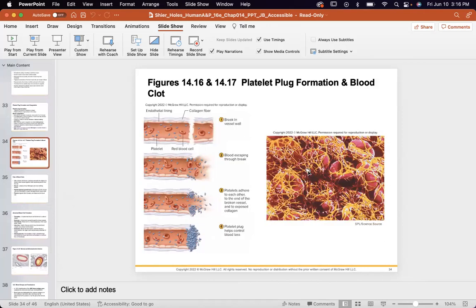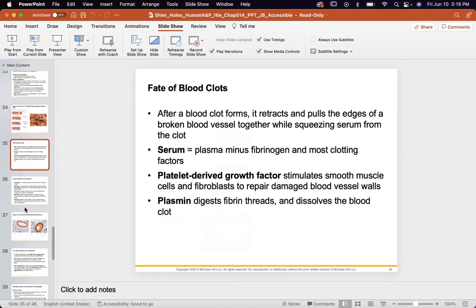Platelet plug. Remember we talked about fibrinogen, takes these fibers, and then it gets sticky, and then it's able to do what? If it's sticky, it seals off the break in the blood vessel. Now, plasma and serum. Serum is what we call plasma when we take the fibrinogen and clotting factors out of it.